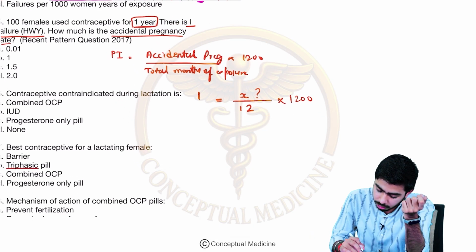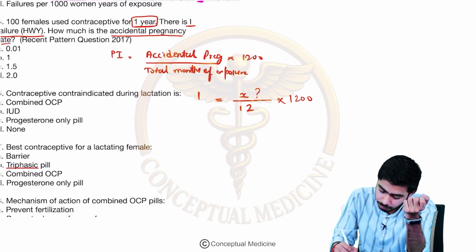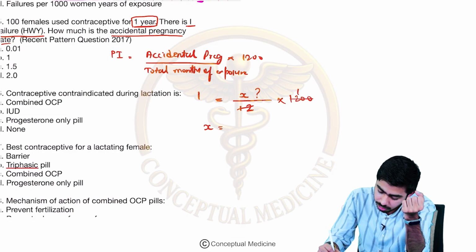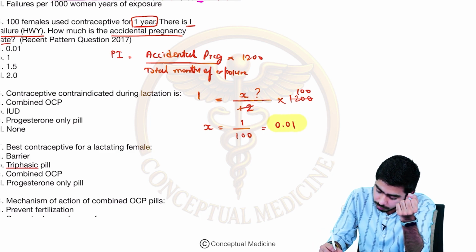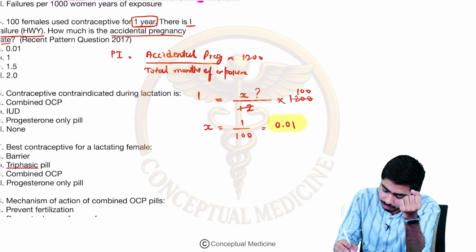So now, if I open up the equation, it will be equal to X, and things will cancel out each other and it will become 100. So X equals 1 by 100, right? So I will have the answer as 0.01. So this should be my answer, guys. 0.01 should be my answer over here, and that is the value of X.